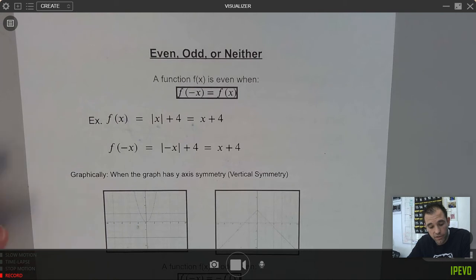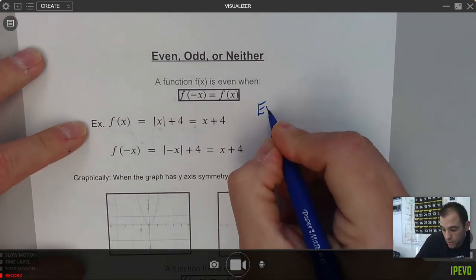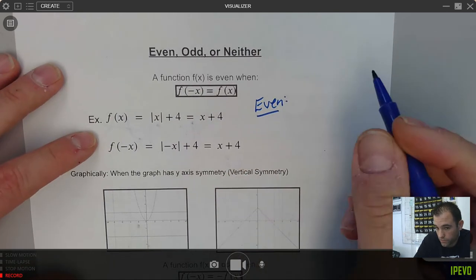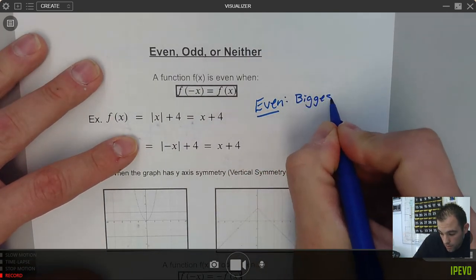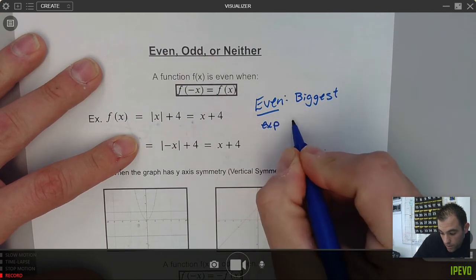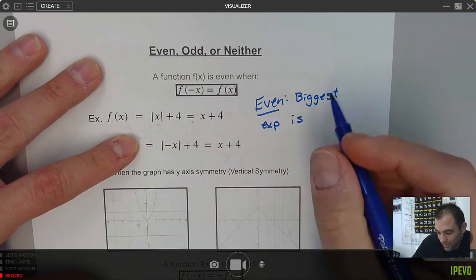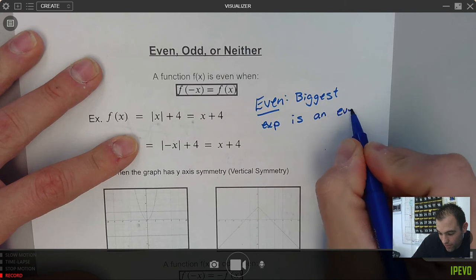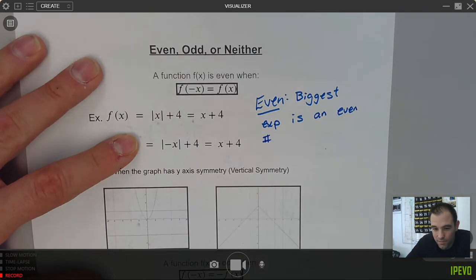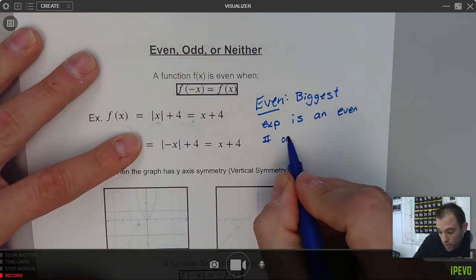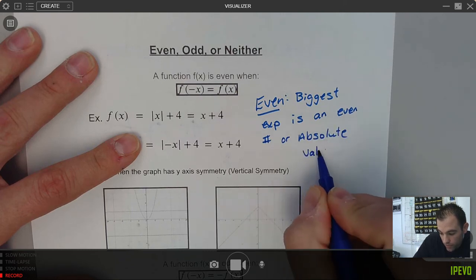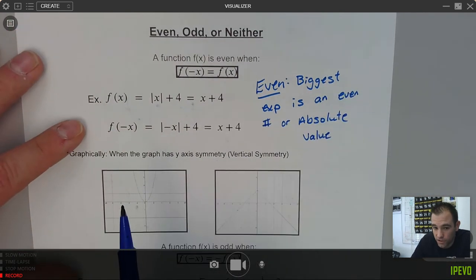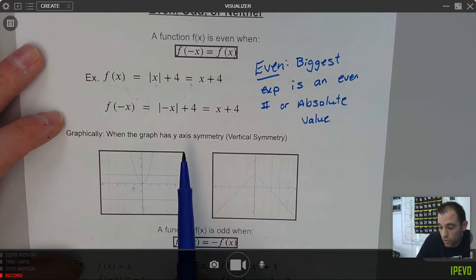So there's a couple of different kinds of functions you can have. If something is an even function, this is going to be a brain buster. It's an even function if the biggest exponent is, guess to yourself right now, an even number. Oh my God. The biggest exponent is an even number or its absolute value. That's what we call an even function. Okay? And even functions are going to have vertical line symmetry.